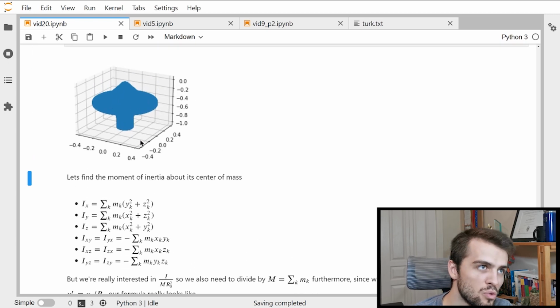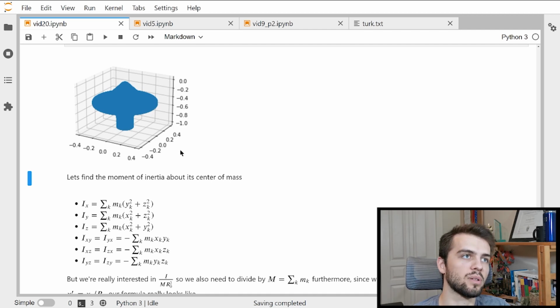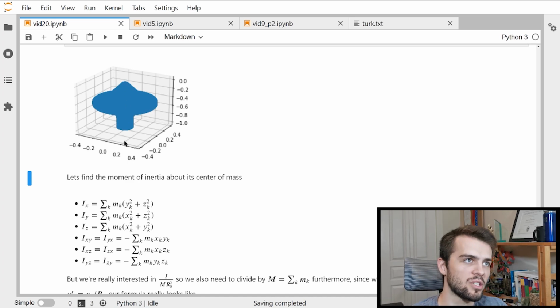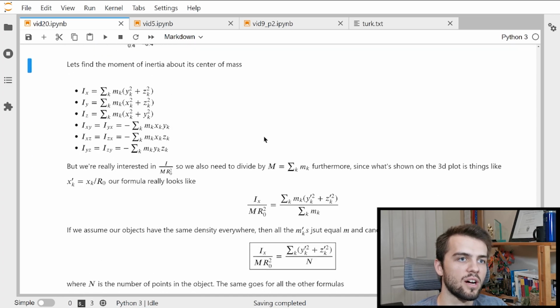What you do see in this plot already is xk prime, yk prime, and zk prime, because 1 corresponds to a unit of r naught on this plot, which would be like the height, for example. R naught is not the radius in this case, but it corresponds to some dimension, which in this case is the height of the spinning top.